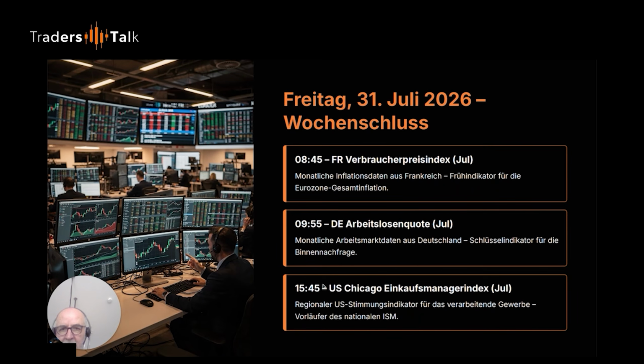That was Thursday, and on Friday we'll have another set of figures. At 8:45 a.m., we'll get the Consumer Price Index from France. At 9:55 a.m., we'll get the unemployment rate from Germany. Of course, this isn't really comparable to the US equivalent. So, these figures receive very little attention. The four-letter tabloid has always had them in advance for as long as I can remember, so it's basically a non-event. Then at 3:45 p.m., we'll get the US Chicago Purchasing Managers Index for July.